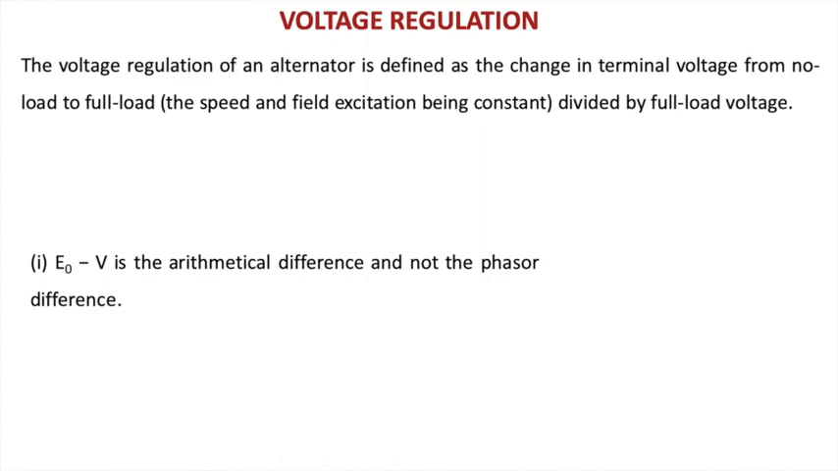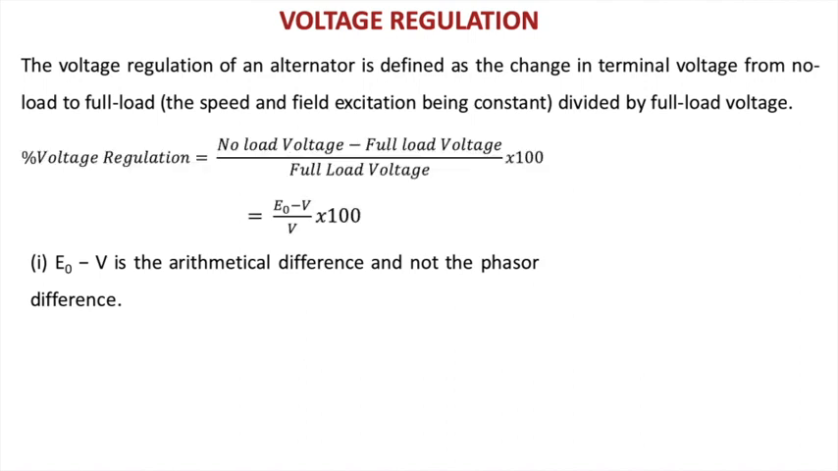The voltage regulation of an alternator is defined as the change in the terminal voltage from no load to full load, with the speed and the field excitation constant, divided by the full load voltage. That means the field excitation is not to be varied, and the speed will be constant so that the frequency of the supply is constant. Mathematically, percentage voltage regulation is equal to no load voltage minus full load voltage divided by the full load voltage, or E0 minus V by V into 100.